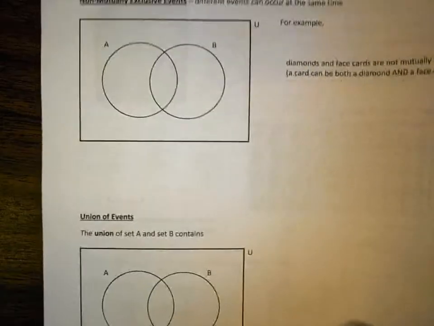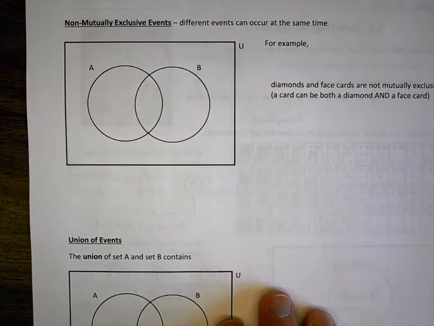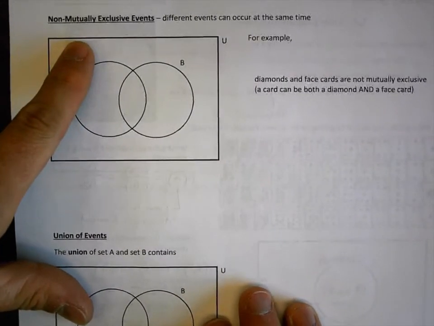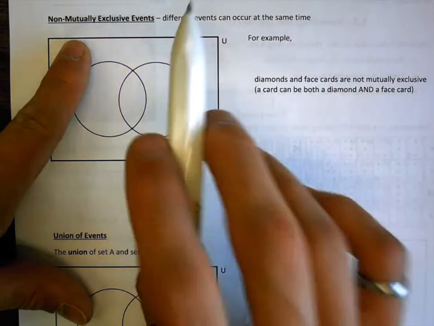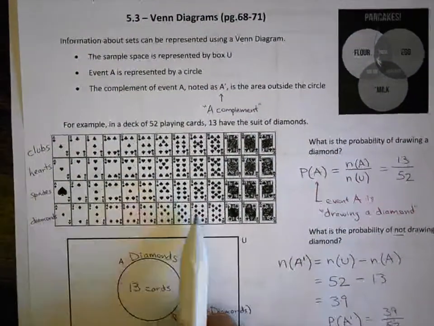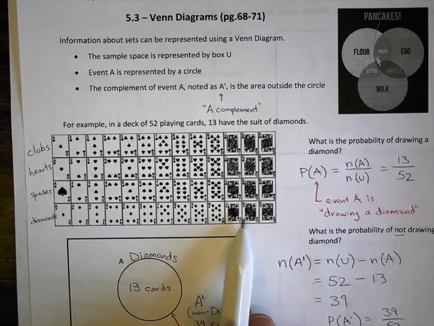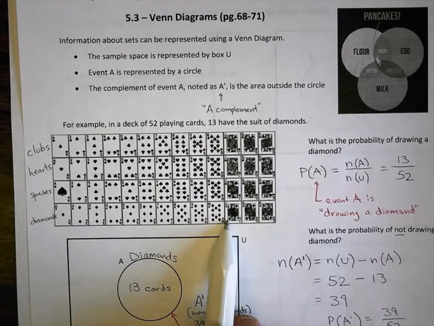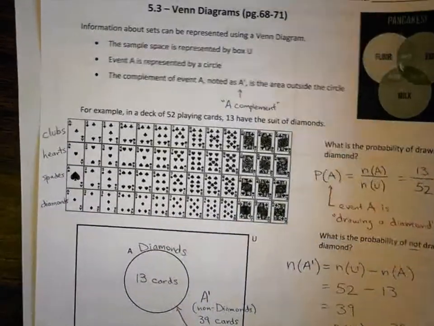Okay, let's turn the page. Now it follows from mutually exclusive events. The other definition would be non-mutually exclusive events. These are events that can occur at the same time. For example, diamonds and face cards are not mutually exclusive. Go back to my cards here. A card can be a diamond or a face card, but it can also be both, right? There are some cards that are both diamonds and face cards. So those two properties, those two events, are not mutually exclusive.